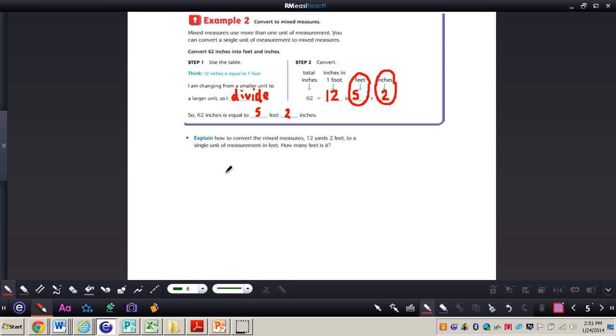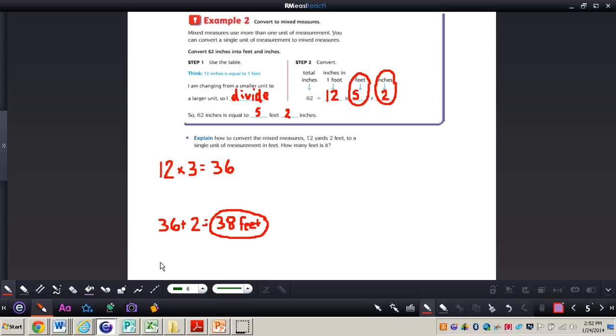Now what I want you to do is answer this problem at the bottom. Explain how to convert the mixed measures 12 yards, 2 feet to a single unit of measurement in feet. And then also I want you to answer the question, how many feet is it? So pause the video, answer this question, and I'll have the answer for you.